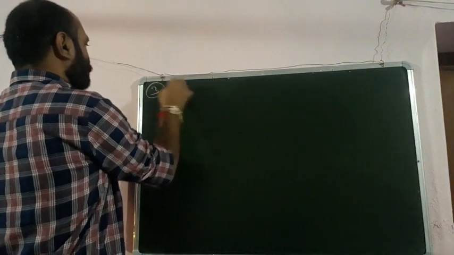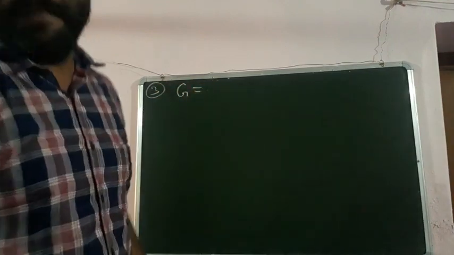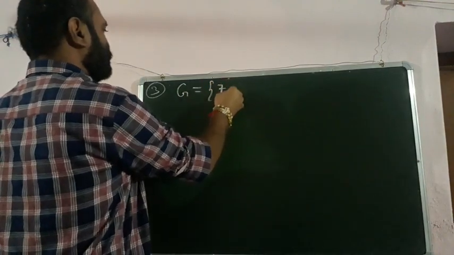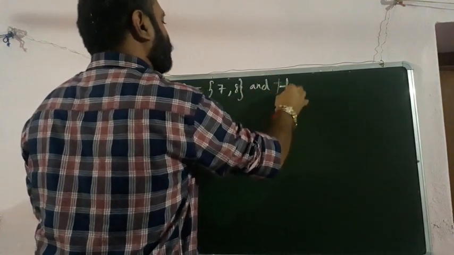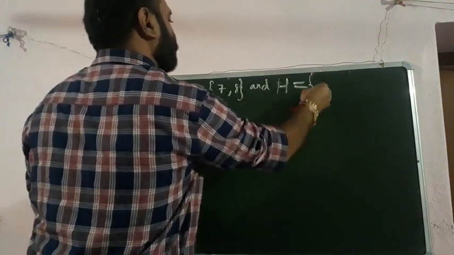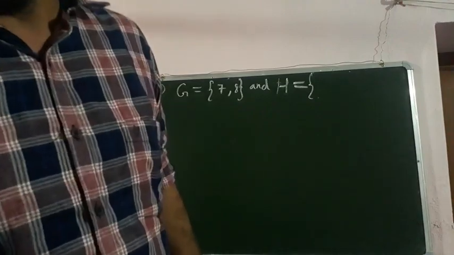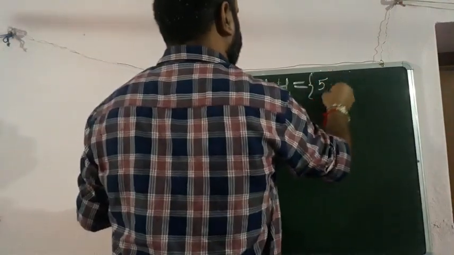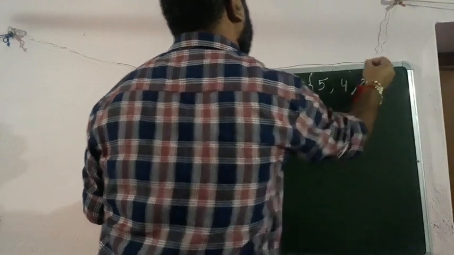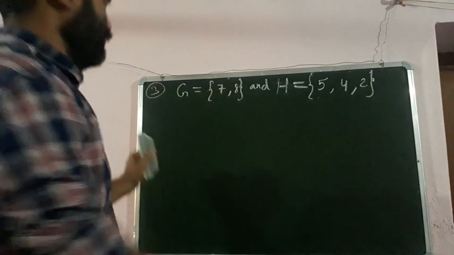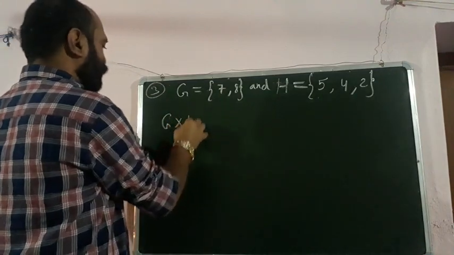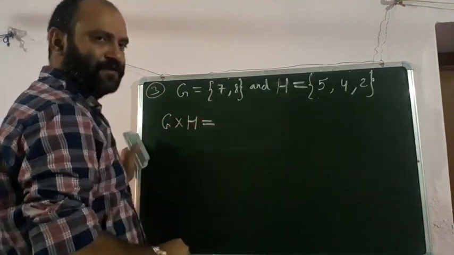Question number 3: if G is equal to {7, 8} and H is equal to {5, 4, 2}. These are the values of G and H. You have to find G cross H and H cross G.